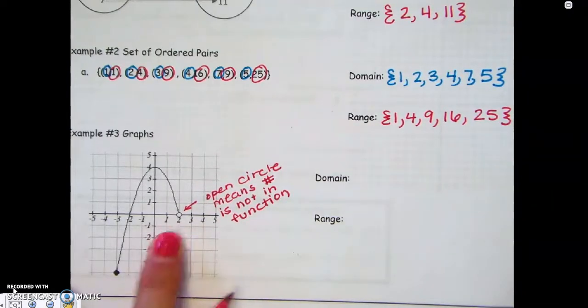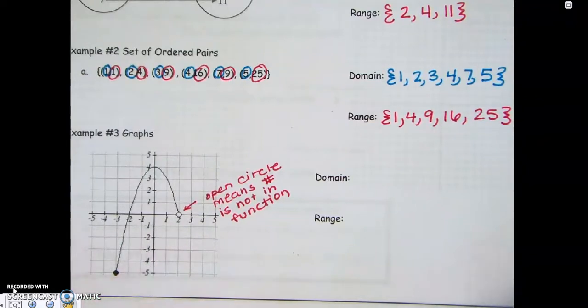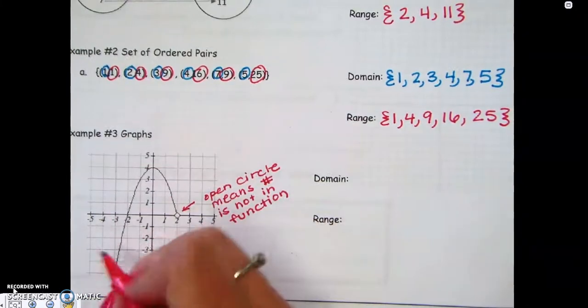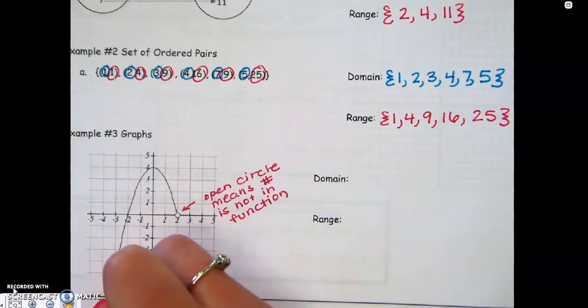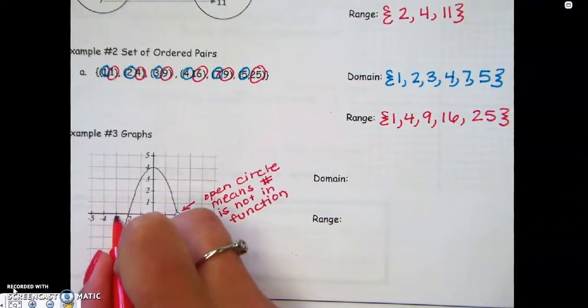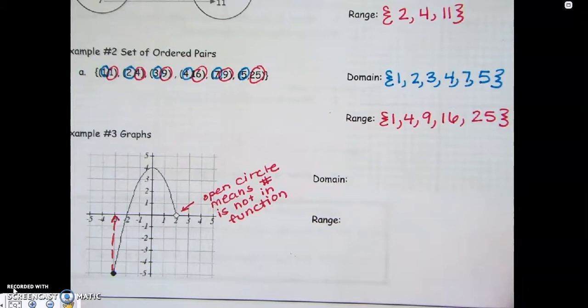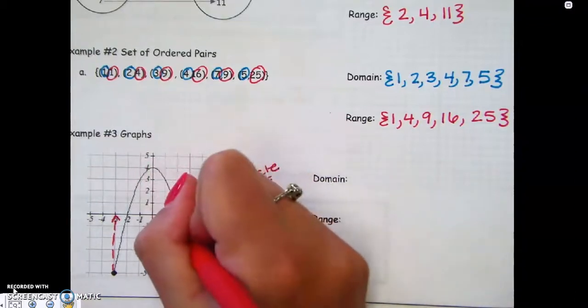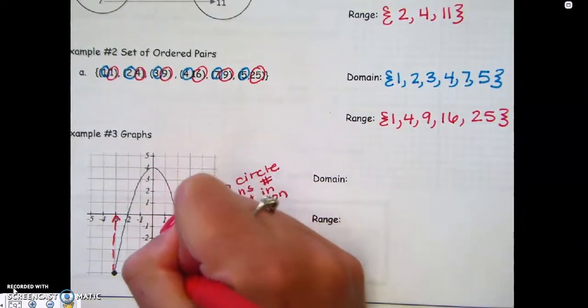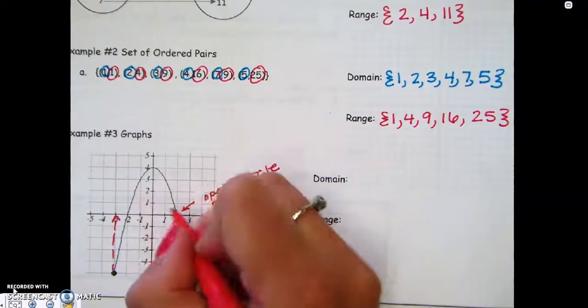Okay, so when I list my domain, there's a couple of different ways I can do this. So I'm looking at my x values for all of where this function is defined. So I'm going to go to the farthest place my function is defined. So I see the farthest place here, and so I'm going to go to my x-axis. So -3 is my least x value. Then I'm going to go to the farthest right for my function, which is right here. And so there's an open circle at 2, but it goes right up until 2.